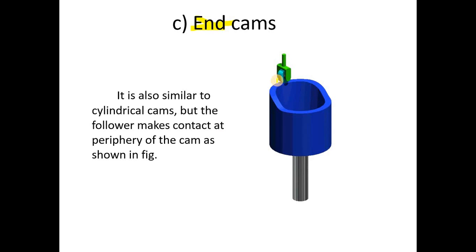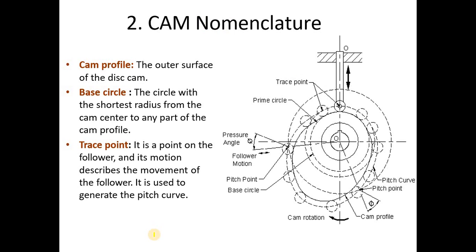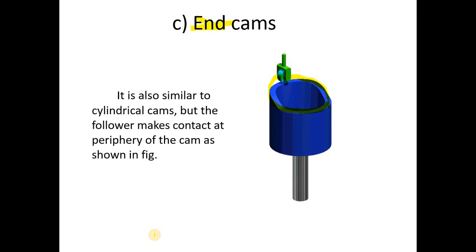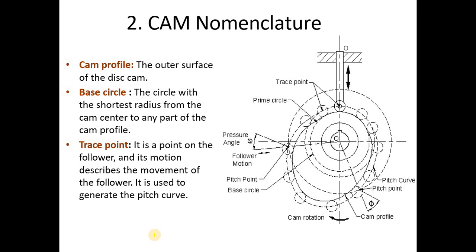The follower must follow the surface. Look at this, this is the surface; it moves on this surface as per the shape of the cam, what we call an end cam. Generally it moves on the periphery. You can see these are the different types of cams and followers. Followers are classified according to motion and according to shape. Cams are also classified as radial cam, cylindrical cam and end cam, and these are the cam nomenclature.